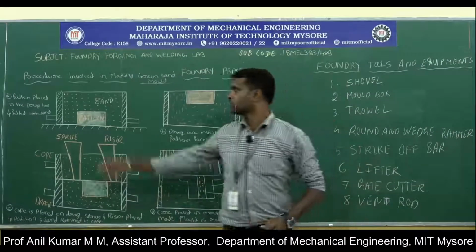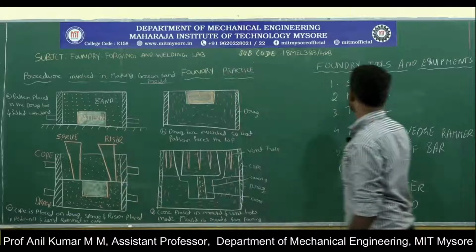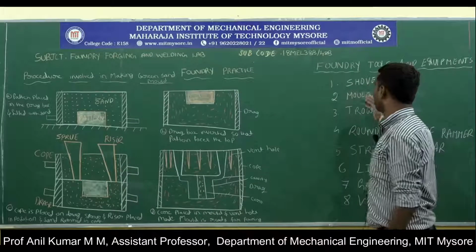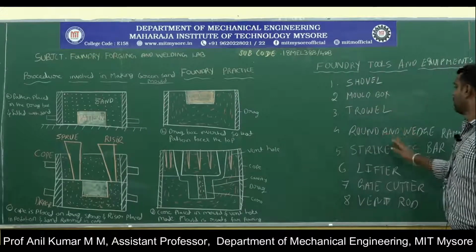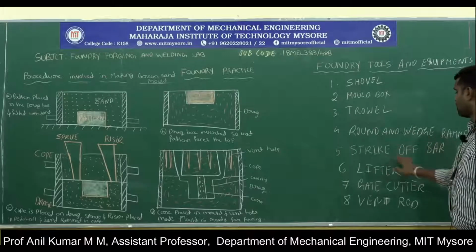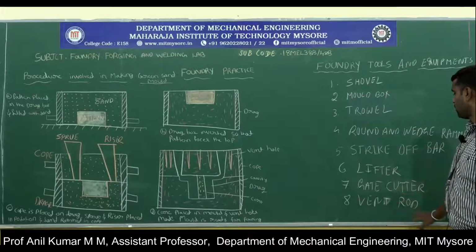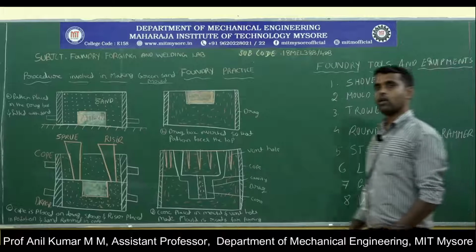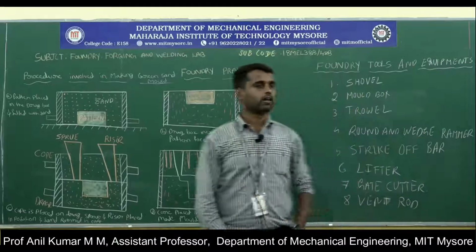For making the green sand mold, some tools will be used. Those tools are the shovel, mold box, trowel, round rammer, strike-off bar, lifter, gate cutter and vent rod. These are the tools used for preparing the green sand mold.